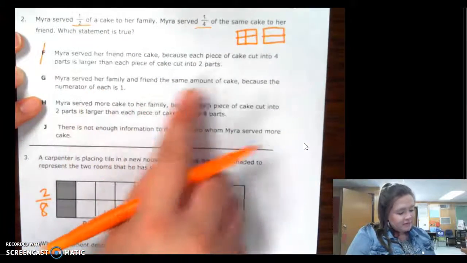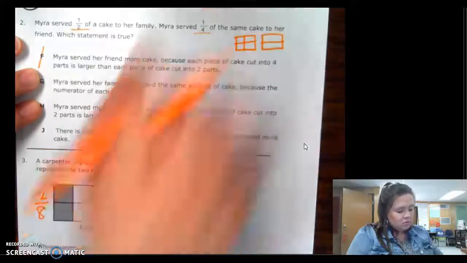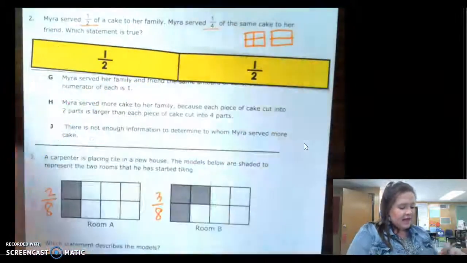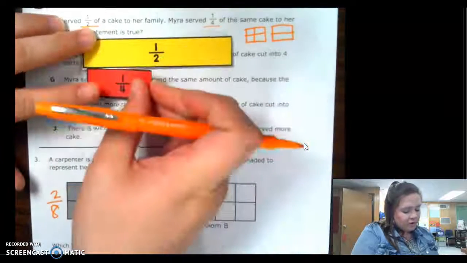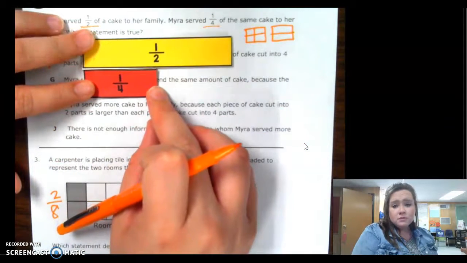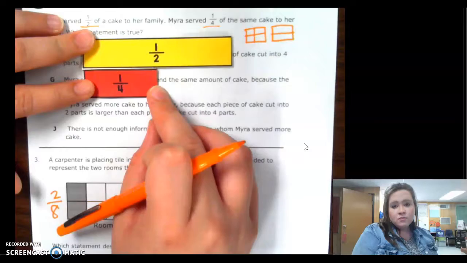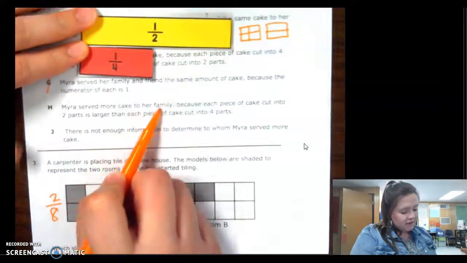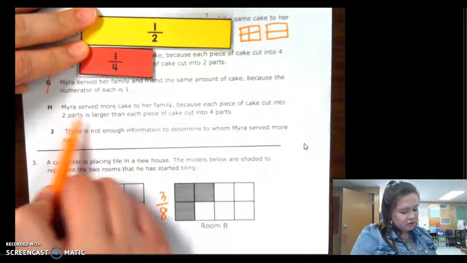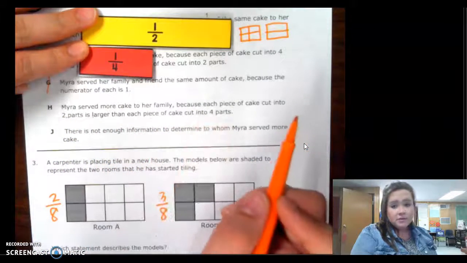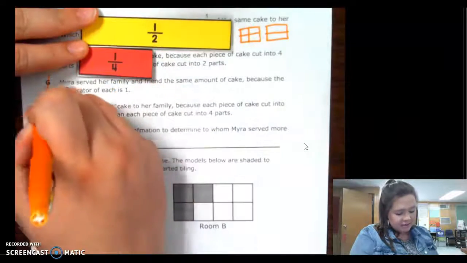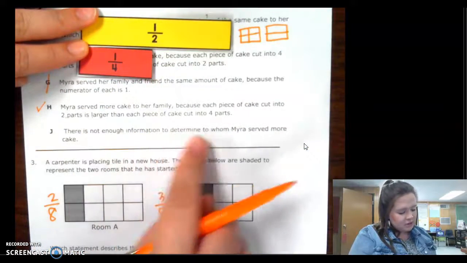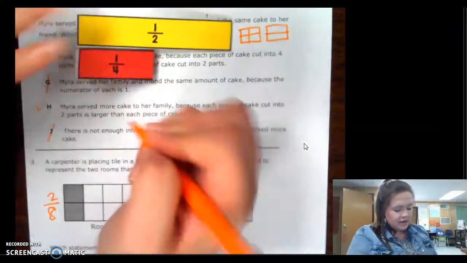Myra served her family and friend the same amount because the numerator of each is 1. If these are slices of cake, her family got 1/2 and her friend got 1/4. Are those the same amount? Even though my numerators are both 1? No, those are not. Myra served more cake to her family because each piece of cake cut into 2 parts is larger than each piece of cake cut into 4 parts. A piece of cake cut into 2 parts is larger than a piece of cake cut into 4 parts. There is not enough information to determine who Myra served more cake to. That's not true. Yes, there is.